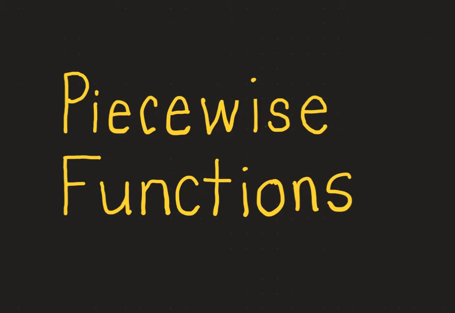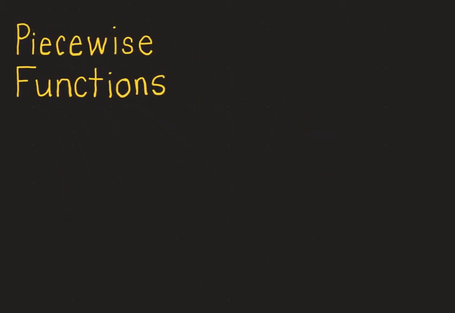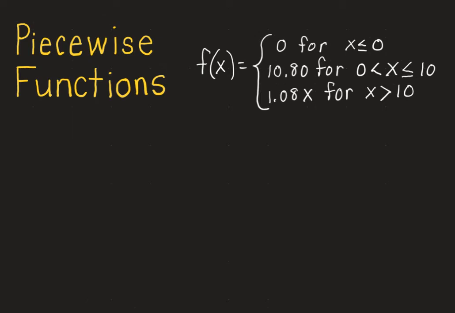So now let's look at another type of function called a piecewise function. Here is an example of a piecewise function, and it's in pieces. It has the value 0 if the independent variable is less than or equal to 0. It has the value 10.80 for x greater than 0 and less than or equal to 10. And it has 1.08 times the independent variable for x greater than or equal to 10.